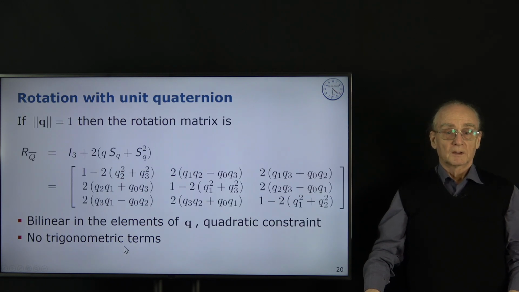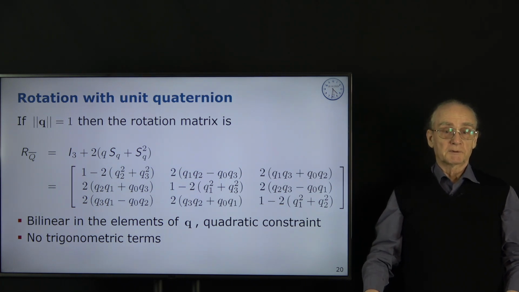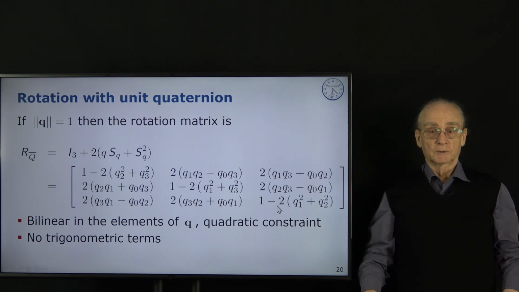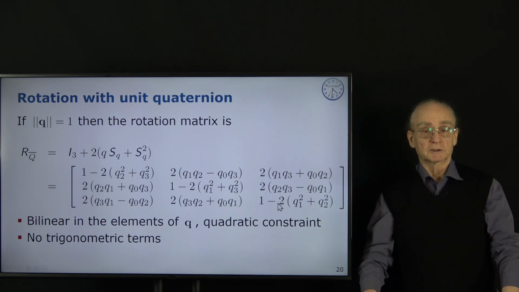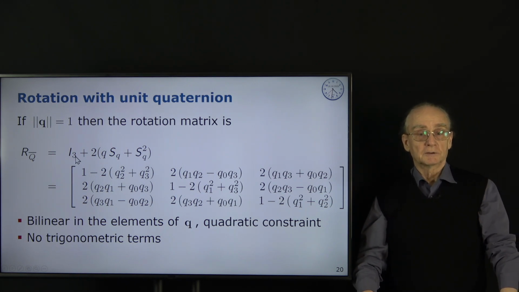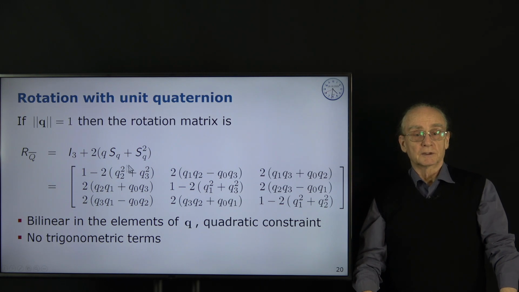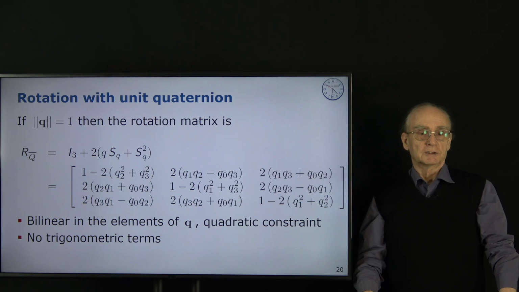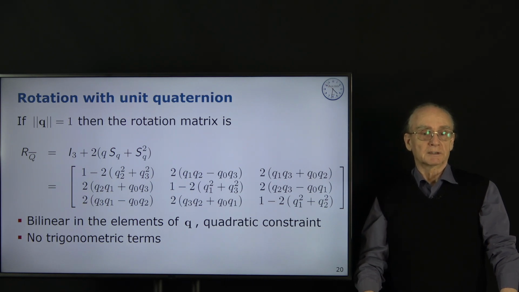So if the norm of q is 1, that means we assume a unit quaternion, then we can of course simplify the whole expression and get this matrix. I don't want to discuss this in more detail. You just see that this depends on the unit matrix, linearly on S_q and quadratically on S_q. So it's similar to the other representation which we have seen, with rotation axis and angle, where it depends on the skew-symmetric matrix and its square.